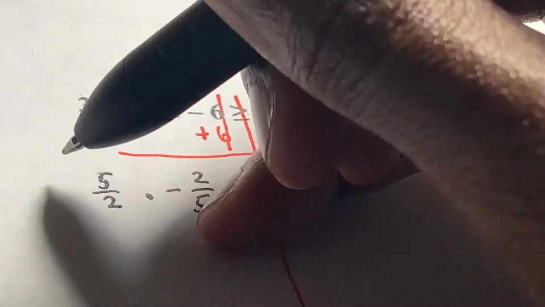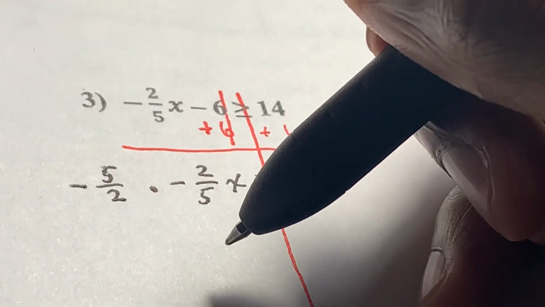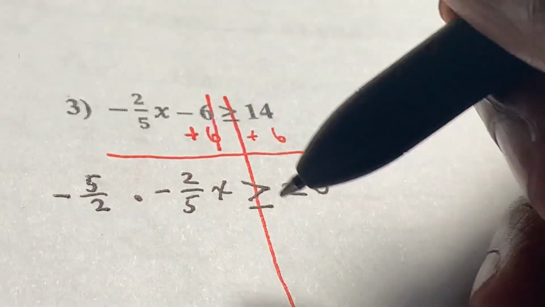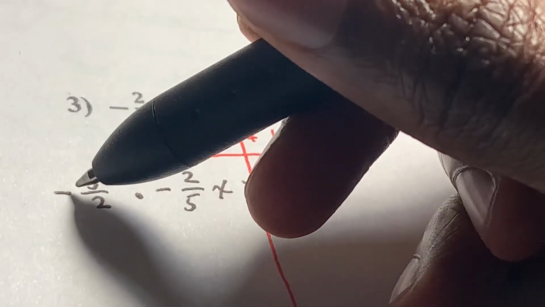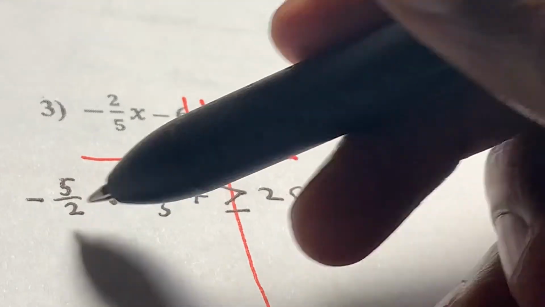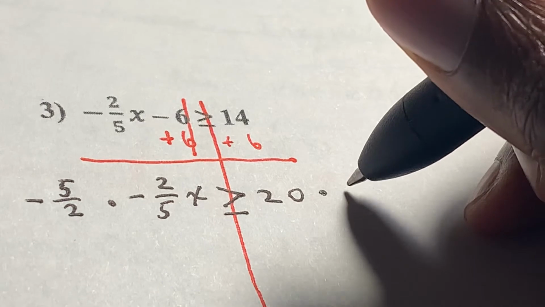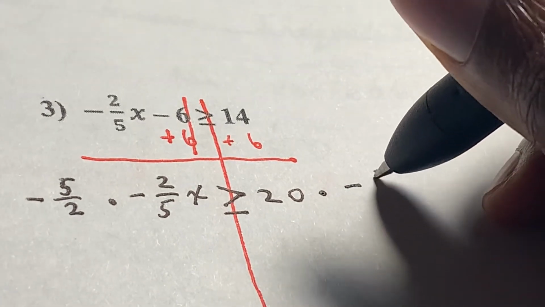But folks, guess what? You see that negative? I keep the negative. I keep the sign. Okay? It doesn't become a positive. It stays a negative. Just because I flip the fraction doesn't mean the sign becomes a positive. No, it stays a negative. Now, what I do to one side, I must do to the other side. So I'm going to multiply 20 by negative 5/2.